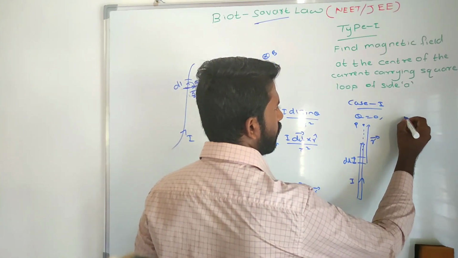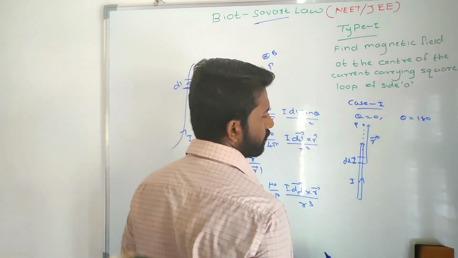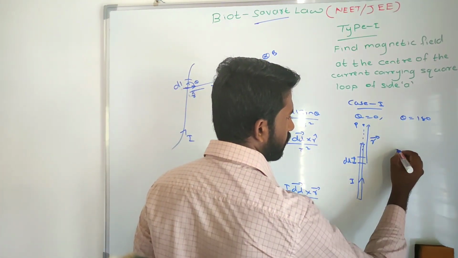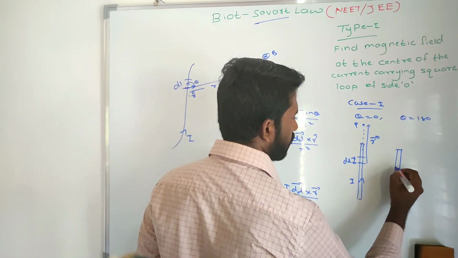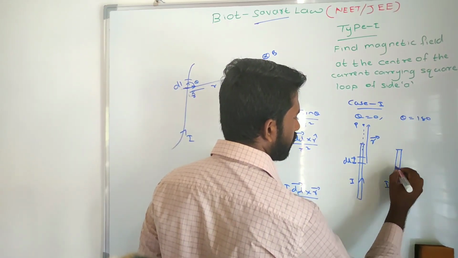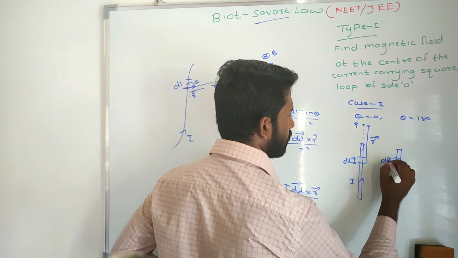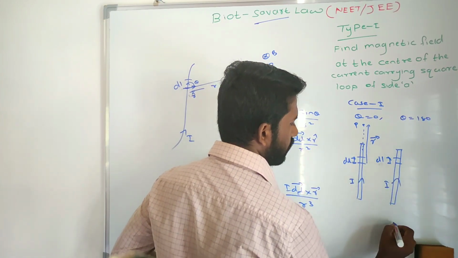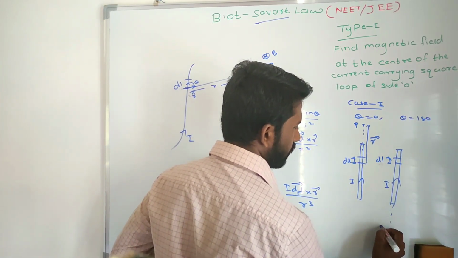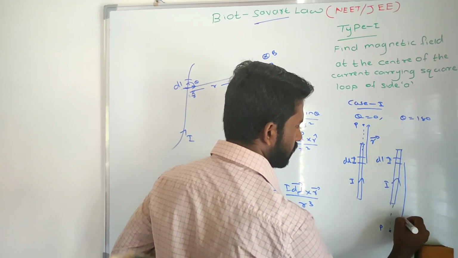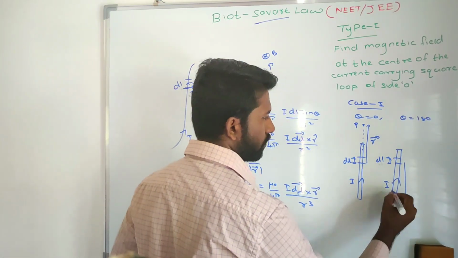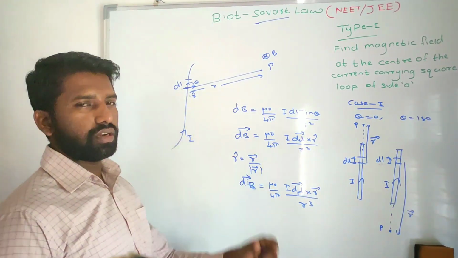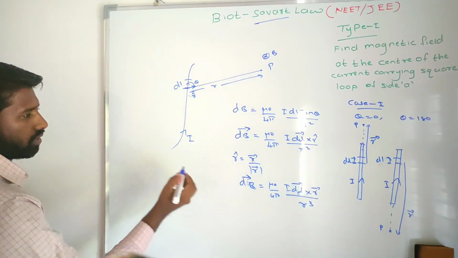Then another case, if theta is equal to 180 degree. This is a current carrying conductor, in this current carrying conductor, current is going like this, and this is the dl, and a point is here. From this is the r vector. So here you see the r vector and dl are making an angle of 180 degree.